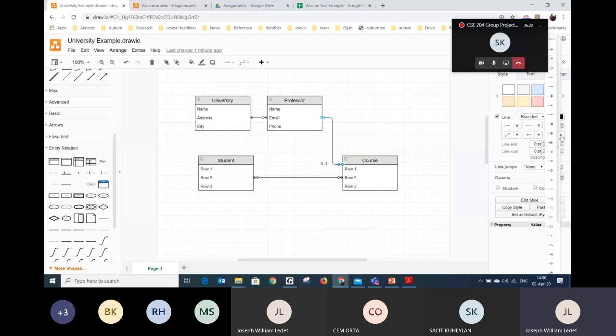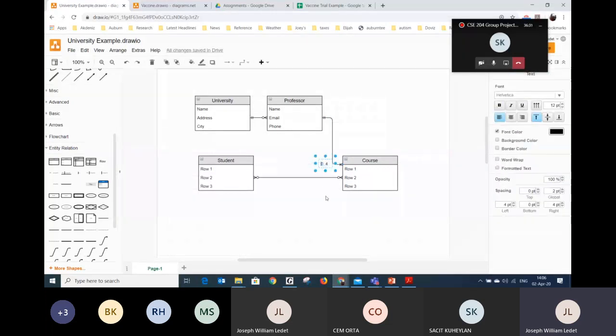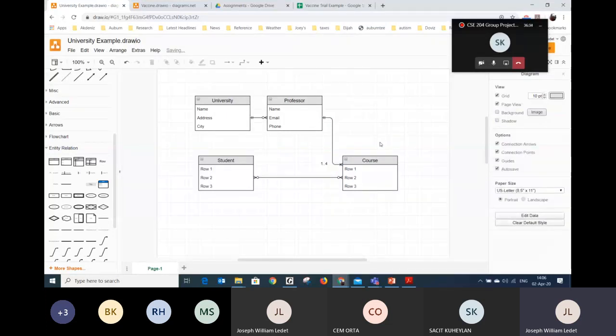You can change the type on this to be mandatory mini, which would also mean this would have to change as well. Okay. But then what does this mean? What I want you to be able to do is, when you choose your relationship between two tables like this, explain what that means.